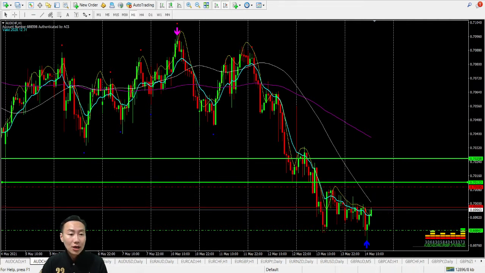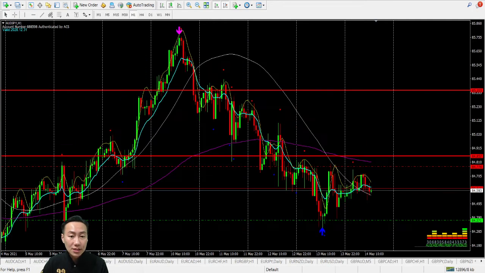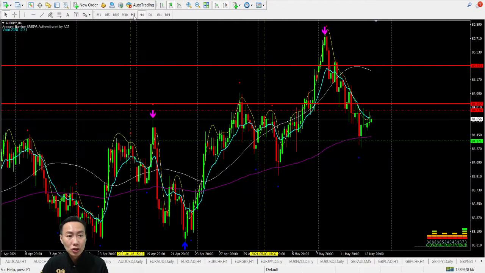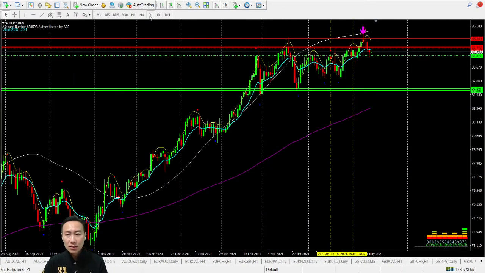So Aussie yen. Now Aussie yen, let's take a look. Aussie yen is one of the currencies that is now moving on the bull side and turning down to become a bear market. Well, today is Friday. Japan hour has already over.